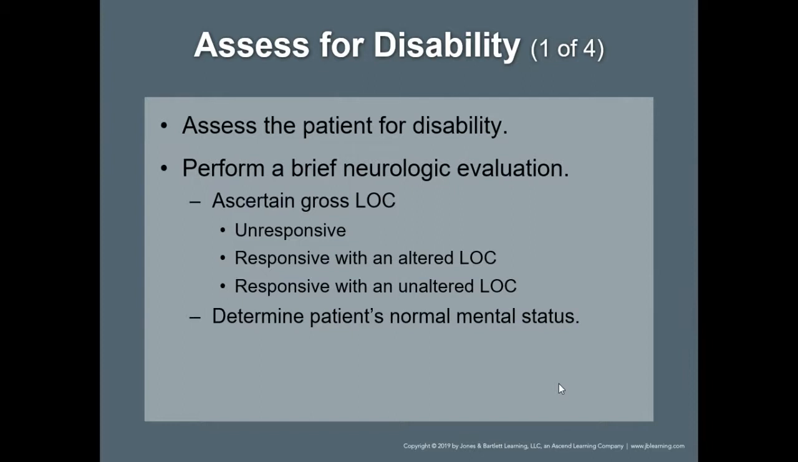So after you complete your ABCs, you should know at this point the patient's level of consciousness, and you should know their GCS. Right? So after ABCs, you should know what a patient's level of consciousness is, and you should know their GCS. And that's really what disability is looking at. So assess the patient for disability. Perform a brief neurologic evaluation.